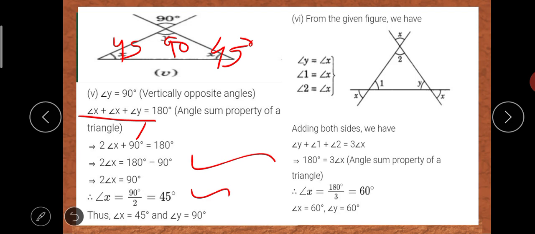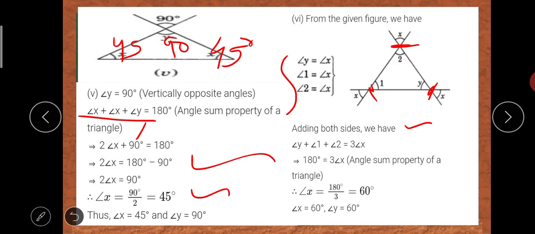Now see the last question, sixth one. Here angle 1, 2 and y is given. Okay. Now here adding both the side, we just see first what is given here. y equals to x. Okay, so this one, see, y equals to x. Reason what? Vertical opposite angle. Like that, angle 1 is equals to x. Again reason is same, vertical opposite angle, and here angle 2 and x is equal. Okay, so this is given here.